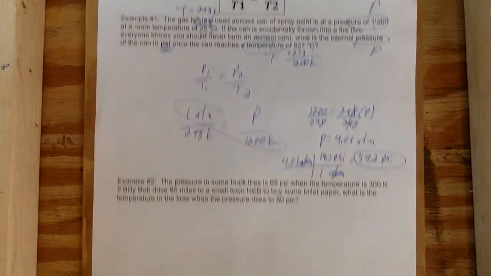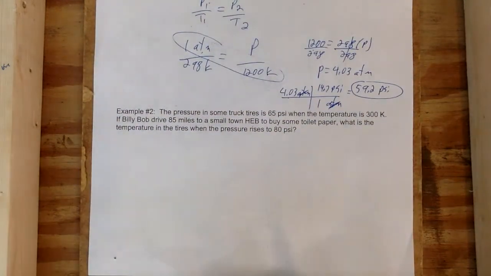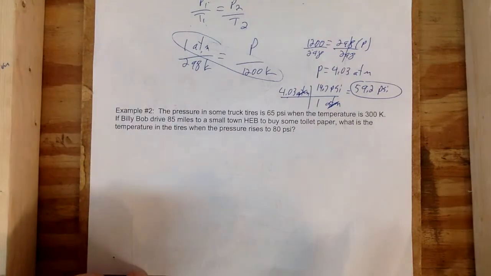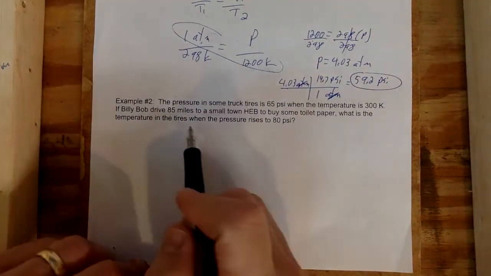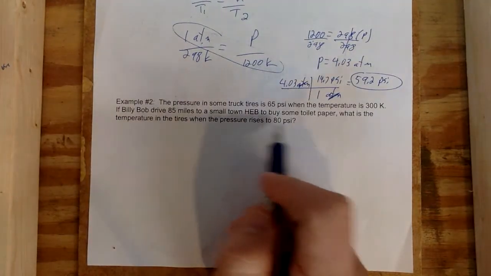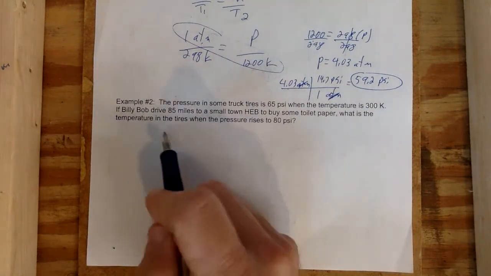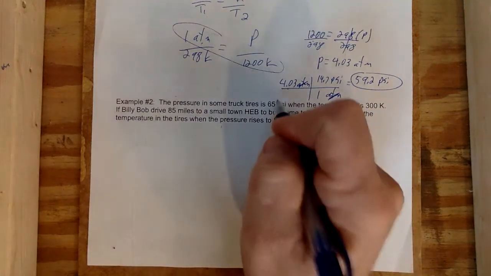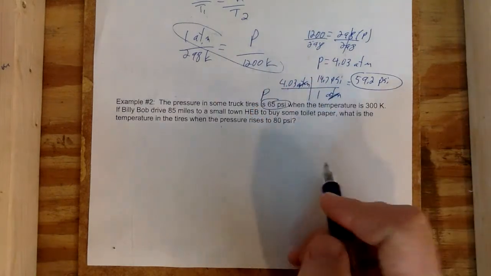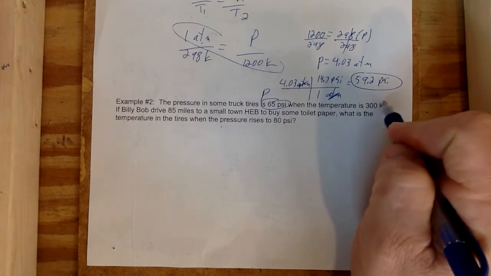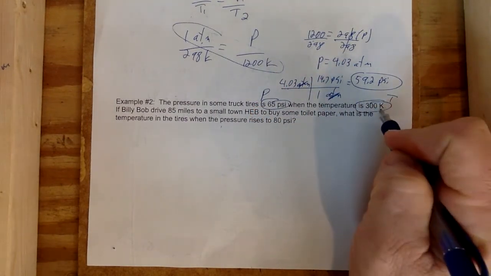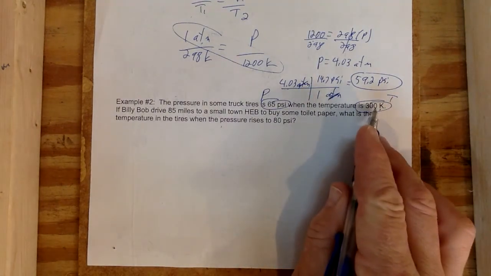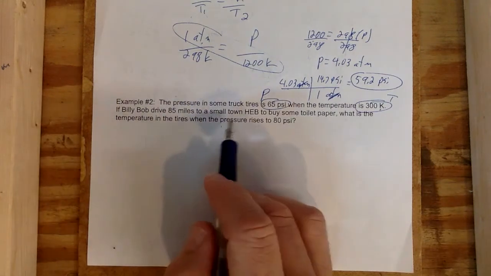Okay, one last problem. The pressure in some truck tires is 65 PSI when the temperature is 300 Kelvin. If Billy Bob drives 85 miles to a small town HEB to buy some toilet paper, what is the temperature in the tire when the pressure goes to 80 PSI? So let's find our variables. 65 psi is pressure. Temperature 300 K is our temperature. Hey, it's already in Kelvin. Great, we don't need to convert. We don't add 273 because we're already at Kelvin. 85 miles, we don't care about that.